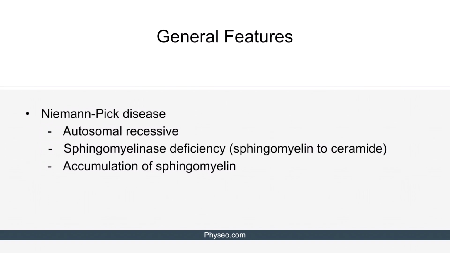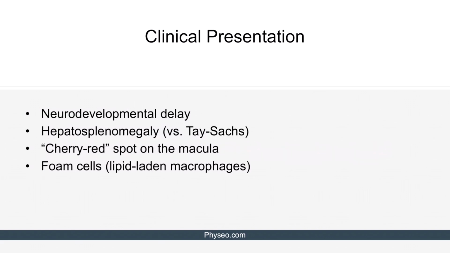Niemann-Pick disease is an autosomal recessive condition caused by a sphingomyelinase deficiency. Sphingomyelinase normally converts sphingomyelin to ceramide. Therefore, Niemann-Pick disease is characterized by an accumulation of sphingomyelin. The clinical presentation is characterized by neurodevelopmental delay. Hepatosplenomegaly is present in this condition, which is in contrast to Tay-Sachs disease, where hepatosplenomegaly is absent.